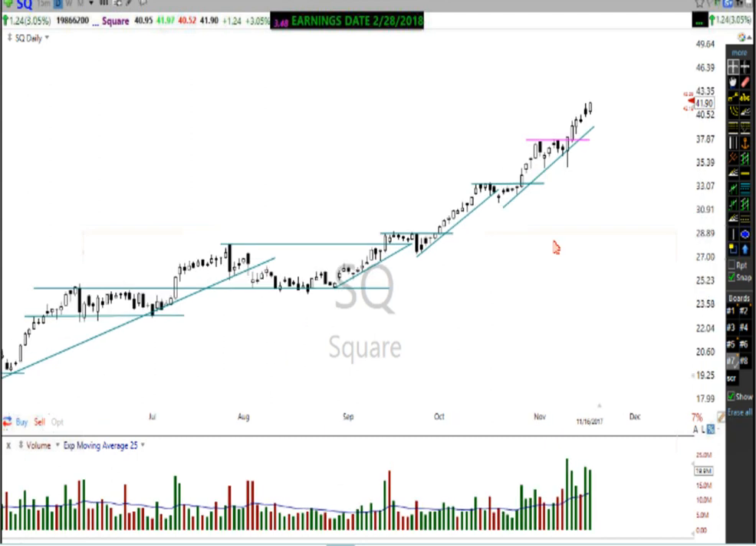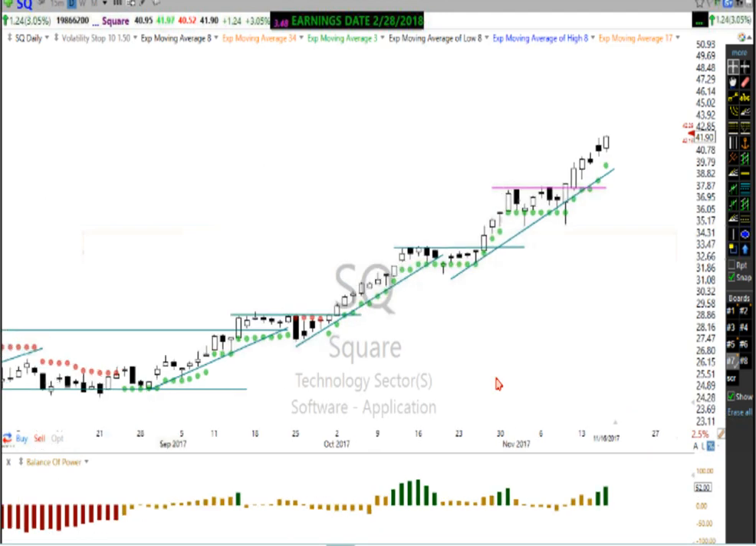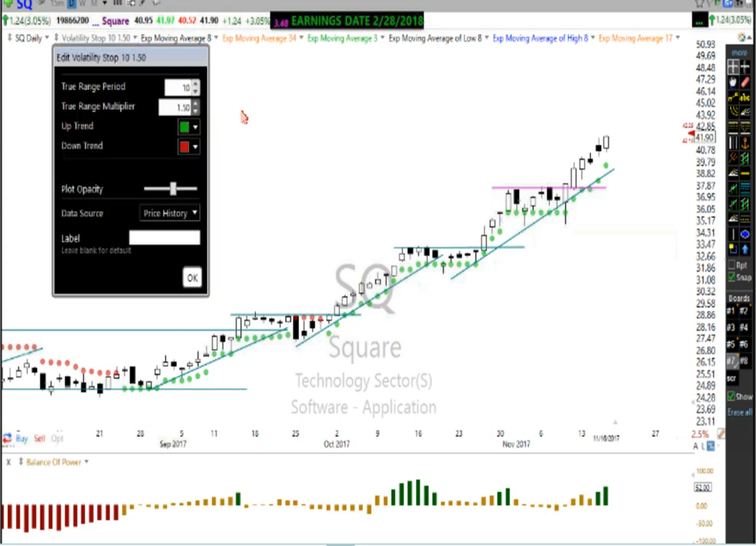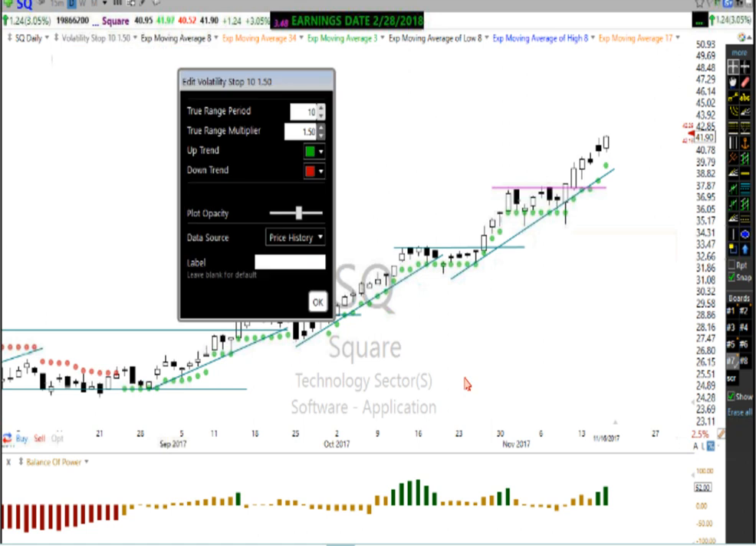So I'm going to throw on the volatility stop. Okay. Now the volatility stop, here's the setting for TC2000. And all it is, there's nothing fancy about it, okay? I don't sell this thing. I don't want to sell this thing. This is free to everyone. There's nothing fancy with this at all.